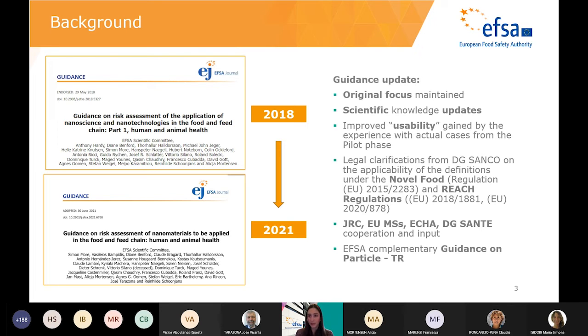Moreover, a review and an update was necessary because of the publication of the complementary EFSA guidance on particle technical requirements that was published after a mandate from the European Commission and was presented yesterday by my colleague.